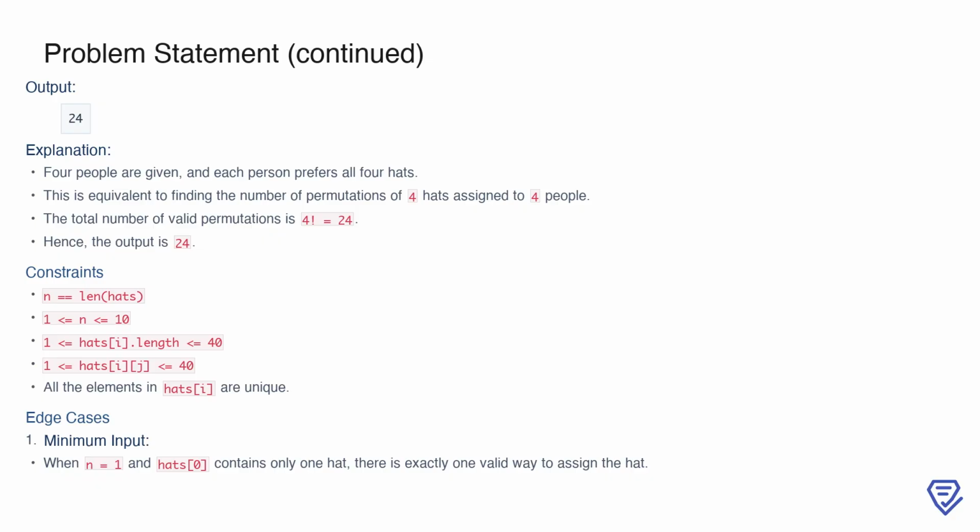In a more complex example, let's consider hats equals [[1,2,3,4],[1,2,3,4],[1,2,3,4],[1,2,3,4]]. Here, we have 4 people, and every person prefers all 4 hats. This scenario is equivalent to finding the number of permutations of 4 hats among 4 people, as each person can be assigned any of the 4 hats without restriction. The total number of permutations of 4 items is 4 factorial, which equals 24. Therefore, the output for this example is 24.